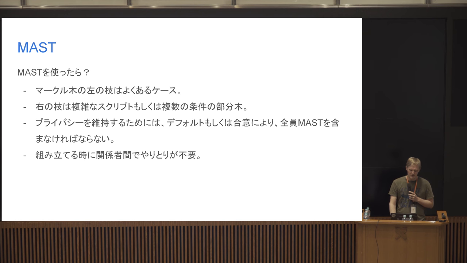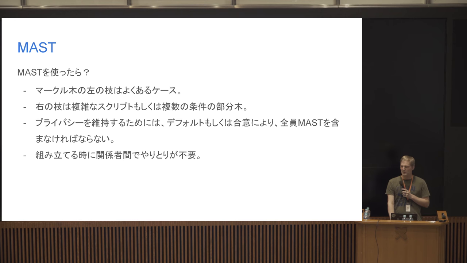And then the right side would be some complex script you never really want to show off unless it really happens. So you'd only have to reveal the script and lose the privacy when this contingency is stumbled upon. You can also just have a subtree with many possible conditions attached.